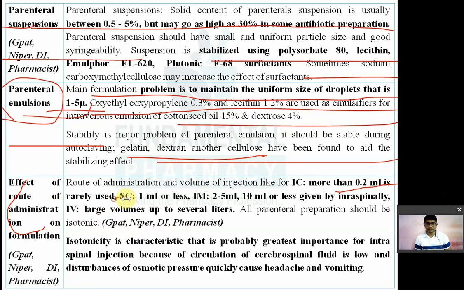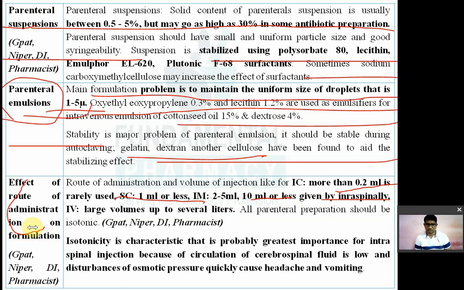Subcutaneous injection अगर आपको बनाना है तो उसका वॉल्यूम कितना इंजेक्ट करना पड़ता है? Less than 1 ml. इंट्रामस्कुलरली नॉर्मली 2 to 5 ml इंजेक्ट करते हैं. 10 ml or less is given intraspinally. Intraspinal में 10 ml तक आप दे सकते हो. इंट्रावेनस लार्ज वॉल्यूम, up to several liters.